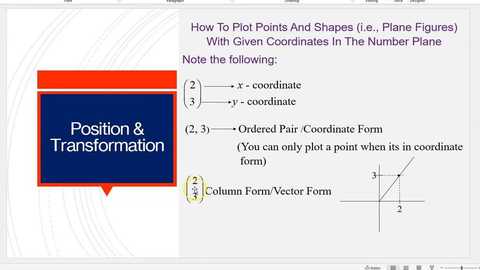So students, please do not repeat those mistakes. You cannot plot this on a Cartesian plane. This is a vector form, and it's a direction. That is why I've added this diagram for you to know that you cannot do this. This is wrong.